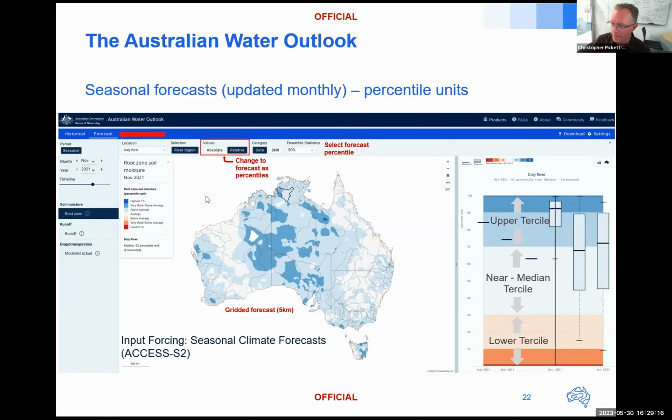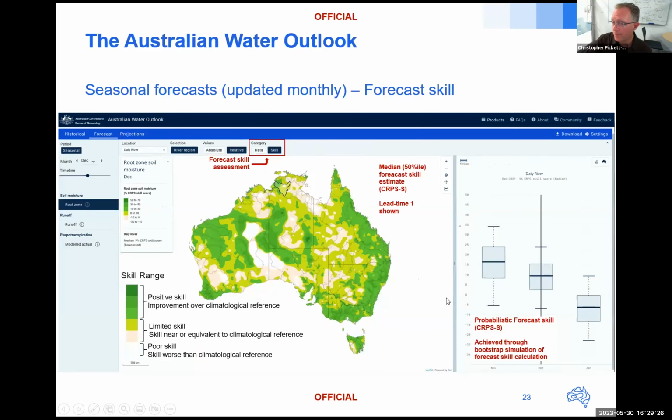And again, these maps are about 5 kilometer resolution, and we also provide time series products for various regions across the country. In particular, I won't go into the details of this, but we also provide information about the likely forecast skill.